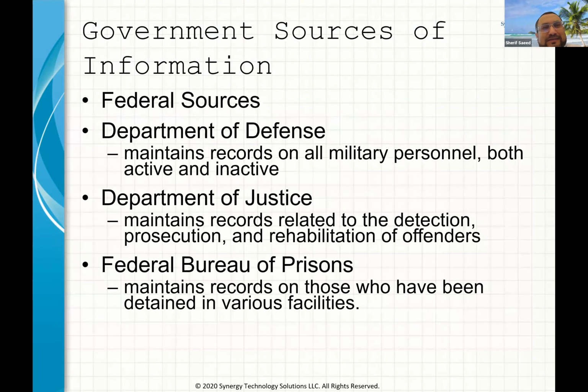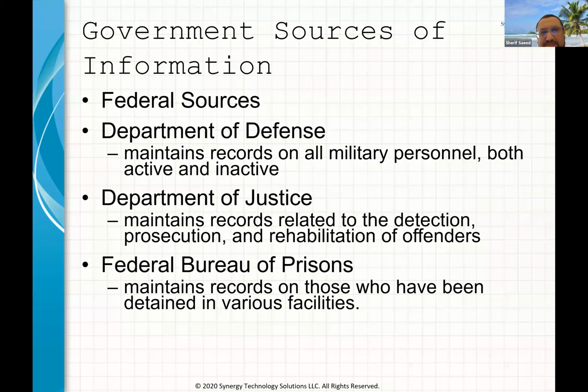Okay. Government sources of information, federal sources. Now, these sources are not always available to us, because for any information that is given to or collected by the federal government, you need a court order, warrant, or subpoena. Without that, usually you will not be able to access it. Same thing goes for any country. When it's with the government, you have to either have the consent of the individual or a court order to get that information from the government.